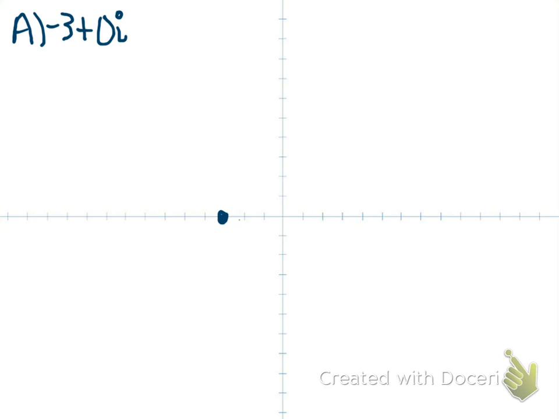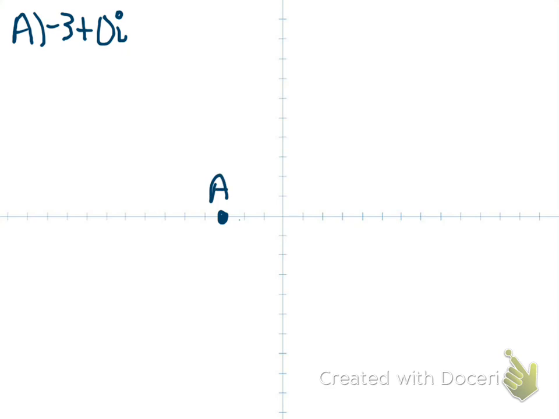So I went 3 spots. I'm sorry, that's actually -3 plus 0i. So I went 3 spots to the left because the -3 is the real part. It's like the x. And we're thinking of the 0 as the y, and I don't go up or down any. So keep in mind, the a part goes left and right, the b part goes up and down.